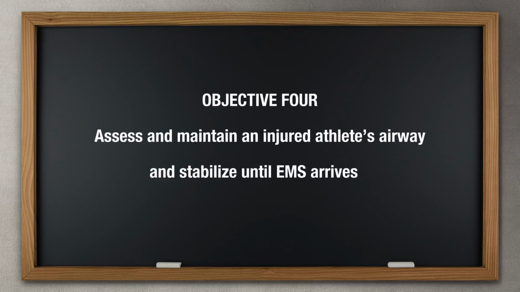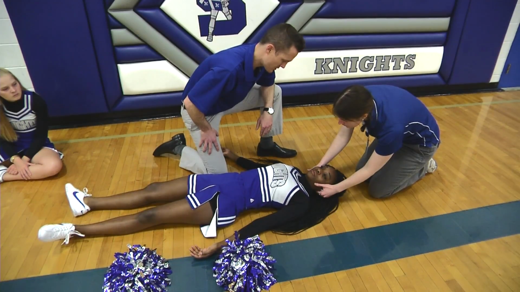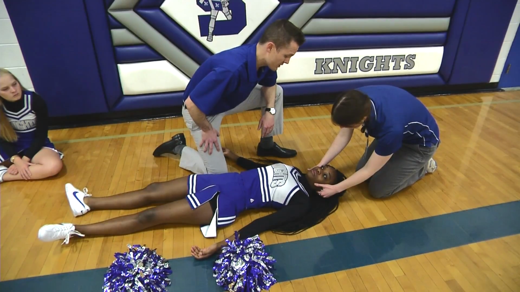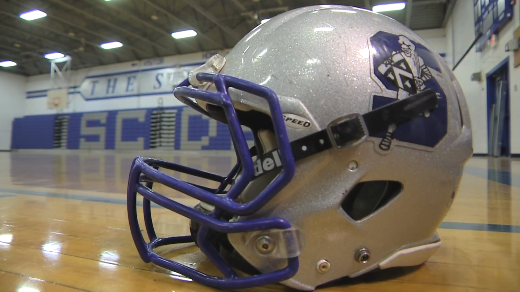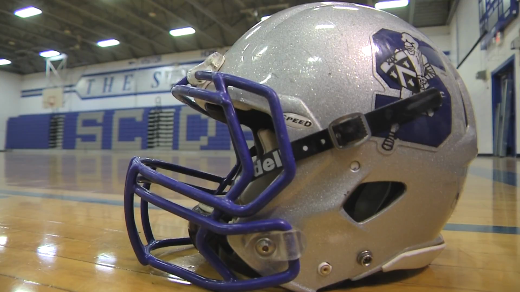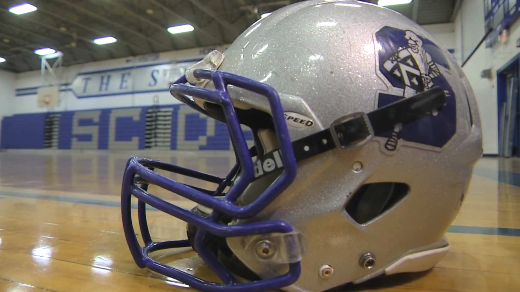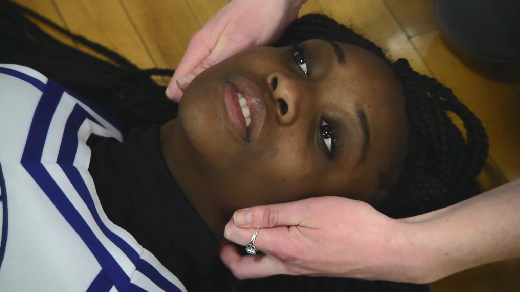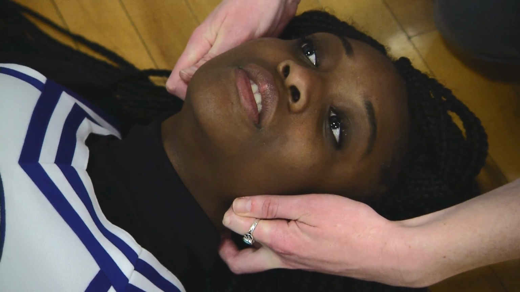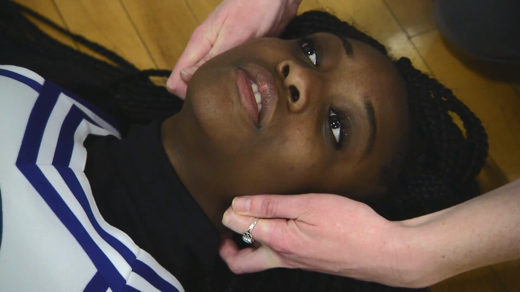Objective 4, assess and maintain an injured athlete's airway and stabilize until EMS arrives. It is important to ensure the airway is easily accessible after a cervical spine injury. Number 1, in sports with face masks, football, lacrosse, hockey, and others, remove the face mask. Do not remove the helmet, as we noted before, to prevent loss of neutral alignment. Number 2, if the athlete is having trouble breathing, attempt to push the jaw forward without moving the neck to prevent further injury. Number 3, maintain the above steps until EMS arrives and takes over.